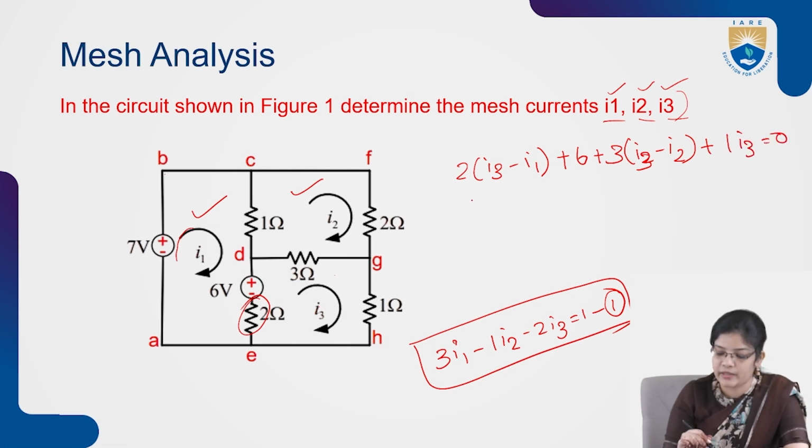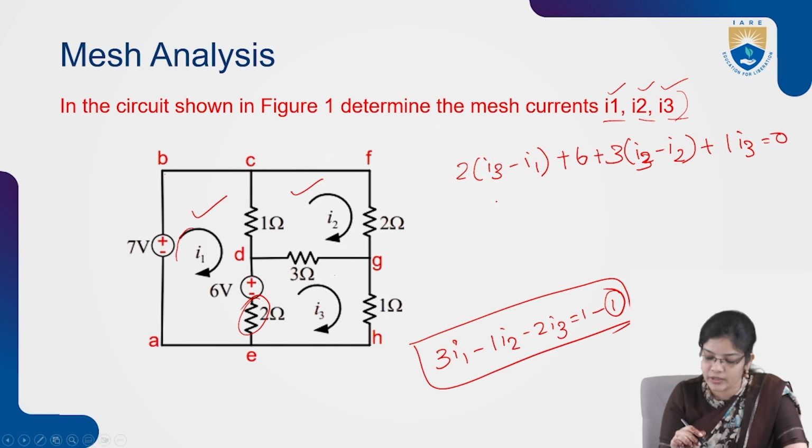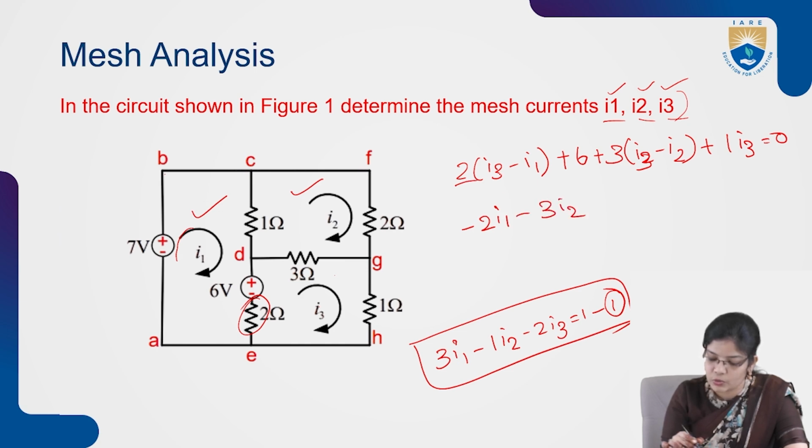Now I'm collecting the terms of I1, I2, I3. Here I1 will be minus 2 I1, and if we take I2 it will be minus 3 I2. 2 plus 3 is, sorry, 6.